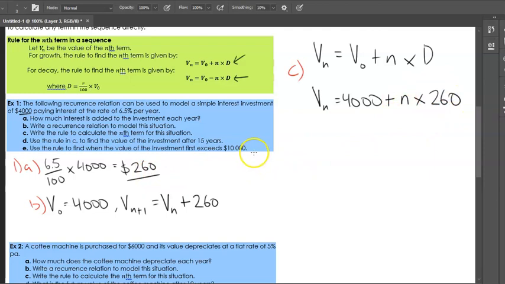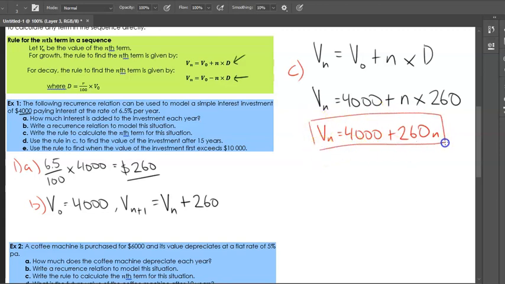Now, this is sloppy notation. All we did was just a straightforward substitution. So let's just tidy this up a little bit. This is 4,000 plus 260n. When you're multiplying a letter and a number, you always put the number in front with the letter tagging along and remove the multiplication sign.